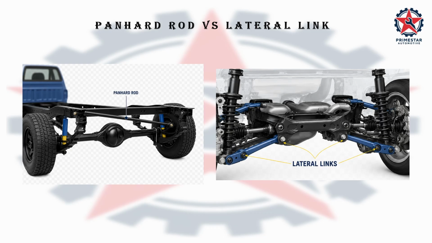Visual comparison. Looking at these two systems side by side makes the difference easier to recognize. On the left, one panhard rod locates the complete solid axle. On the right, several lateral links locate the individual wheel assemblies. For this lesson, remember the system in which each component is normally used.